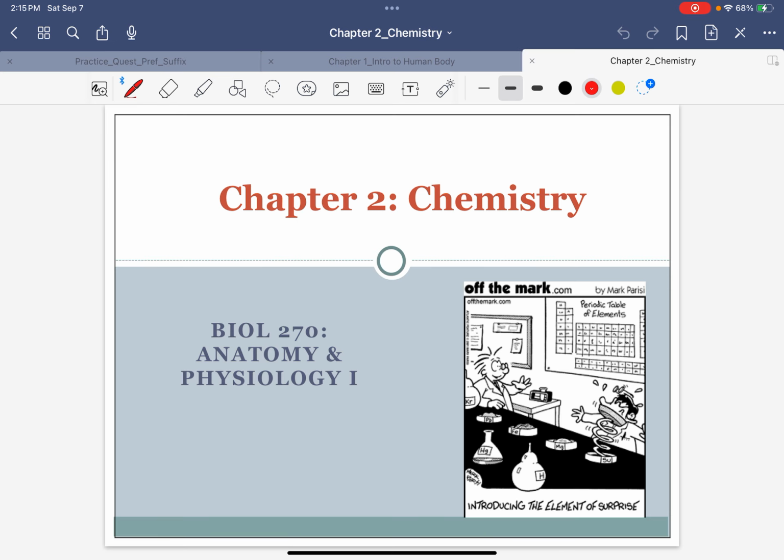Let's start chapter 2. Okay, chapter 2 is on chemistry. Usually this tends to be one of the, let's just be honest, this tends to be one of the least favorite chapters. It used to be that chemistry was required in high school, and I don't know if that's the case anymore. It certainly was when I was in high school, but that was a long time ago.